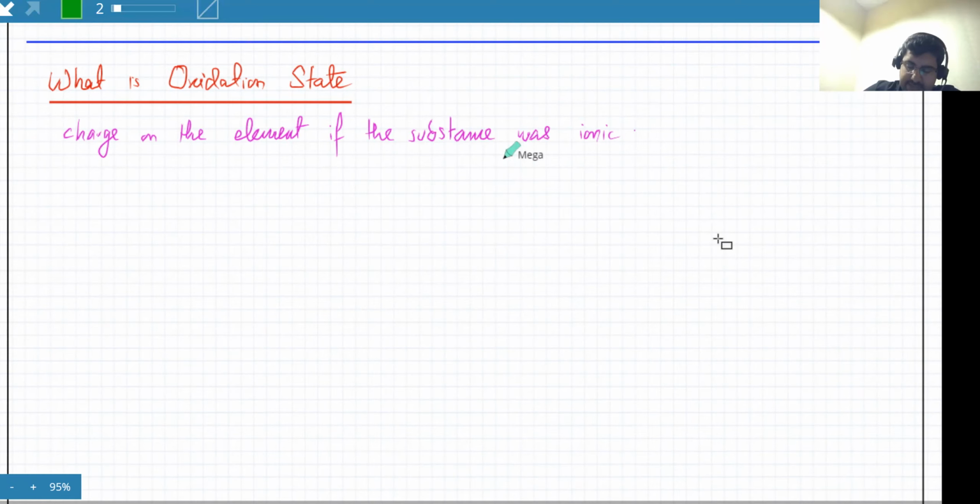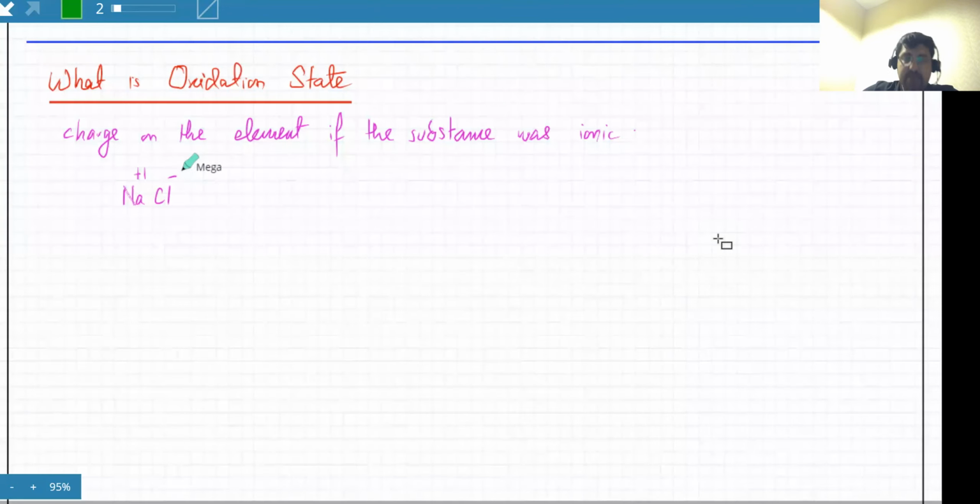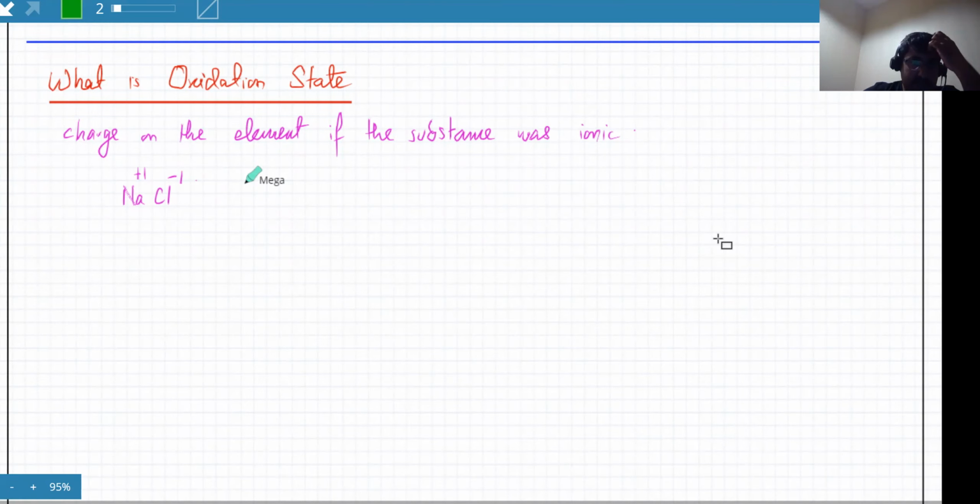Like for example, NaCl is ionic. So that clearly means Na is plus one and Cl is minus one. But a lot of substances are not actually ionic. And one example for that is you have an HCl molecule. Now, HCl is a covalent molecule. In NaCl, Na actually loses one electron and Cl actually gains one electron. So that is reduction and oxidation happening. Na is getting oxidized and Cl is getting reduced.